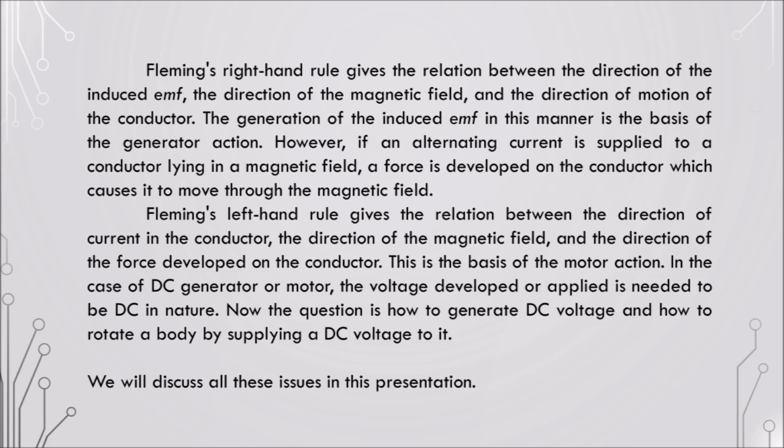In the case of a DC generator or motor, the voltage developed or applied needs to be DC in nature. Now, the question is how to generate DC voltage and how to rotate a body by supplying a DC voltage to it. So, we shall discuss all this part by part.